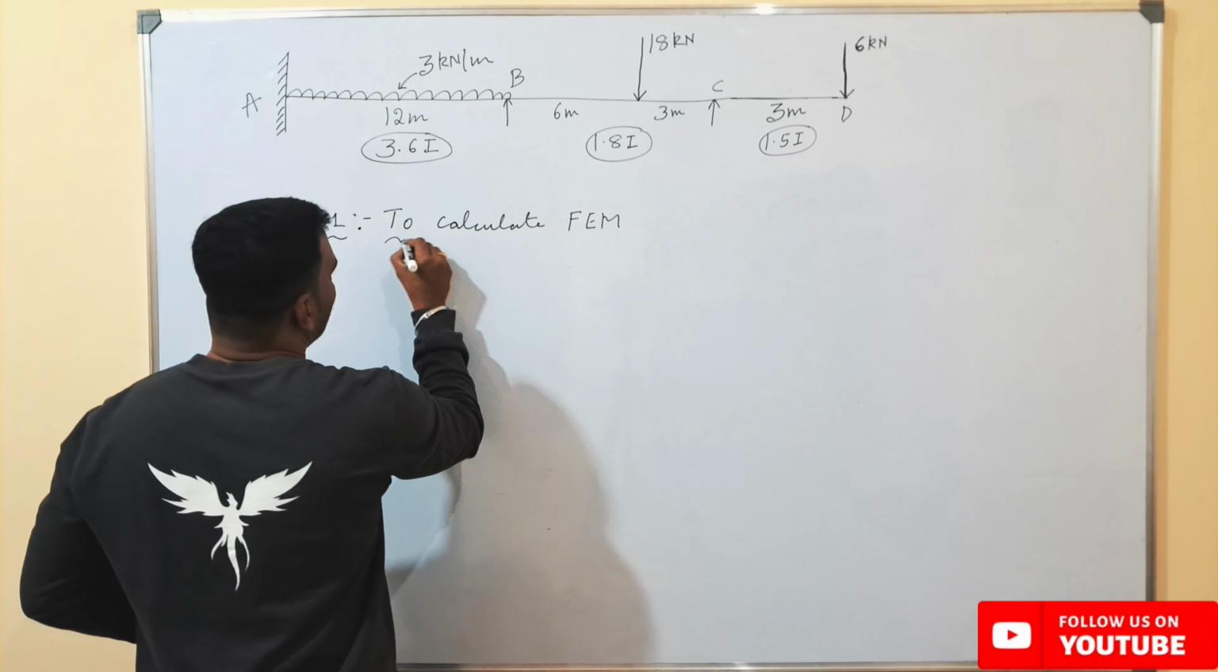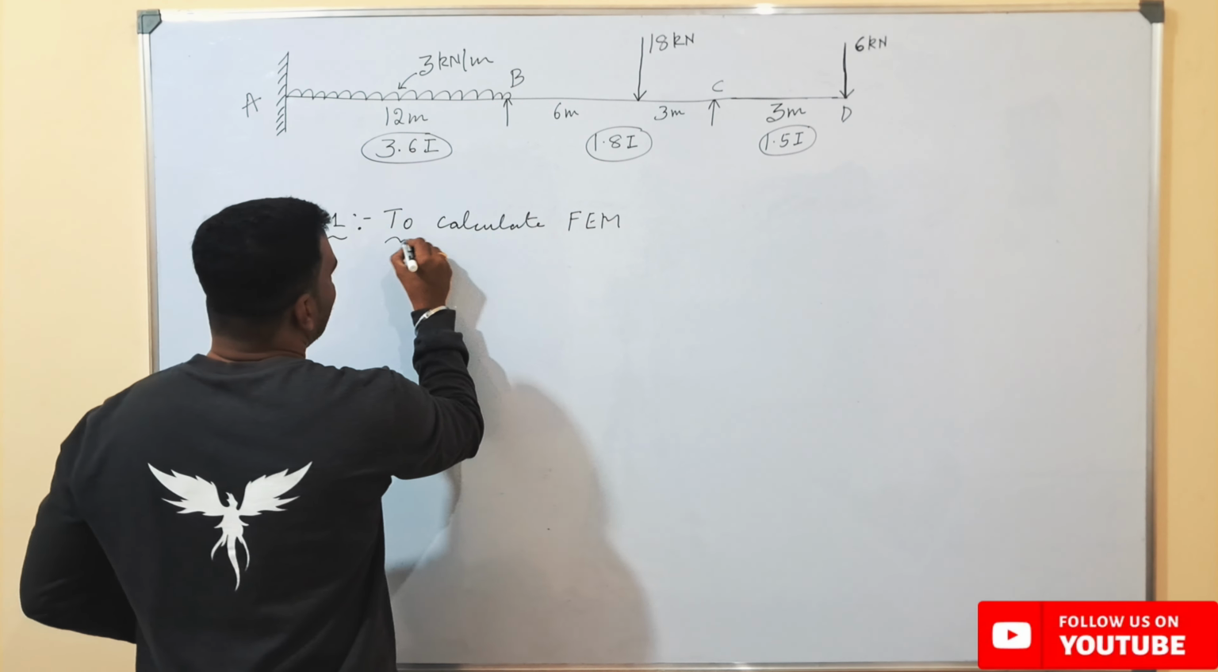Next, the fixed end moment from C to B will be plus W A square B upon L square. So W here is plus 18 into A, here is 6 meters, so 6 square into 3 upon 9 square, which will be equal to plus 24 kilonewton meters.